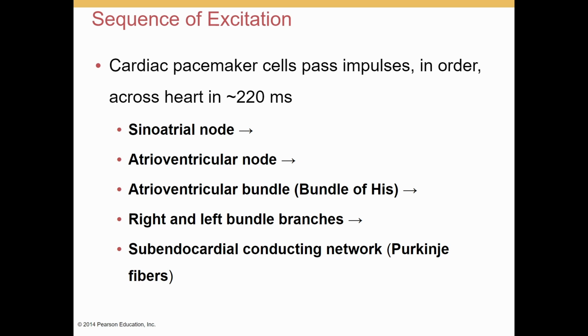The sinoatrial node can be abbreviated SA node, and it's known as the heart's pacemaker because it initiates the first impulse. The atrioventricular node can be abbreviated AV node, just like atrioventricular bundle can be abbreviated AV bundle. And then right and left bundle branches, that's pretty much their name regardless of the textbook. And subendocardial conducting network is a newer name, whereas Purkinje fibers is older, and you'll see it more commonly if you look up those particular parts.